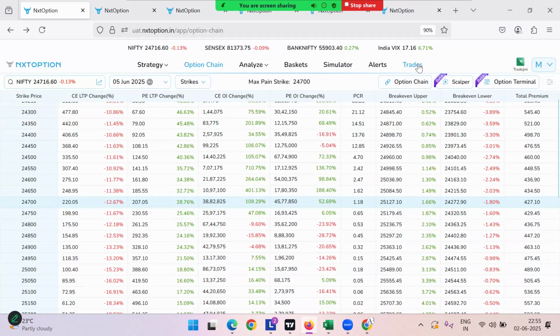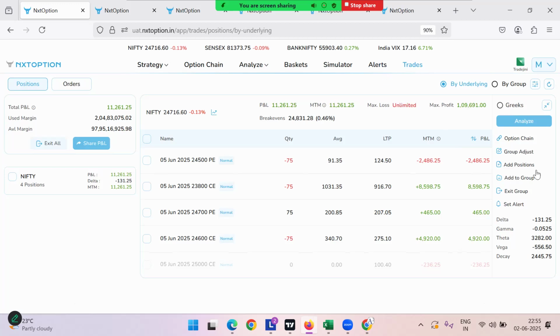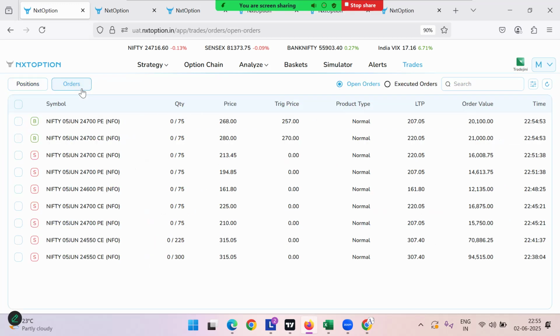Now you can go to the trades and you can see that you have 24,700 orders that got executed. At the same time, when you click on orders, you can see the trigger price here, 257 and 270. So whenever the price reaches that, it will get executed between the trigger price and the limit price.